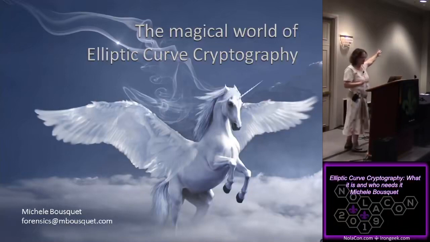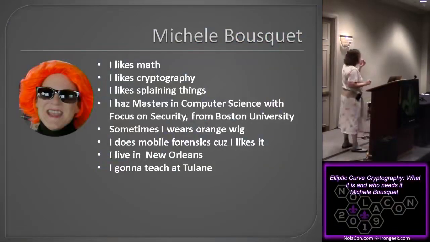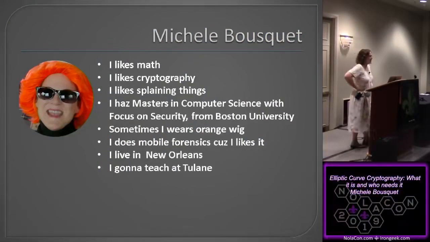So here we are. My name is Michele Bousquet. A little bit about me. I am from New Orleans, which means I have a lot of wigs and hats and tutus. And I also do some theater, and I like to put on an orange wig sometimes and pretend to be a Russian hacker and videotape things. And anyway, I'll give you my website at the end if you want to have a look at that.